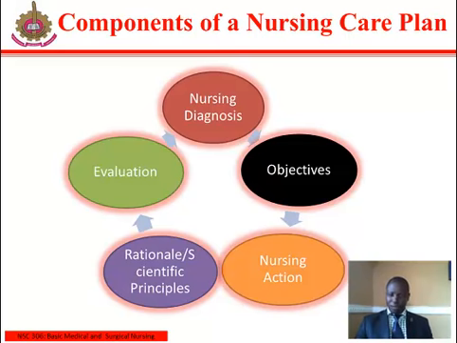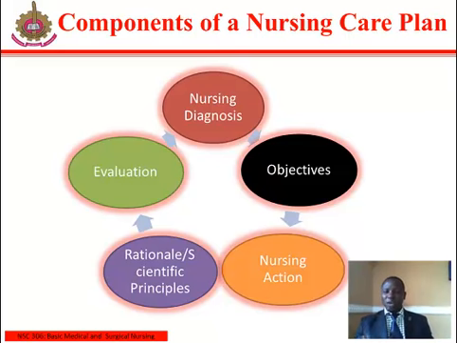This should be prioritized. Then let's go to objective. Objective is a statement of what the nursing action is to achieve for the patient. It is patient-oriented, measurable, attainable, brief, and time-bound.